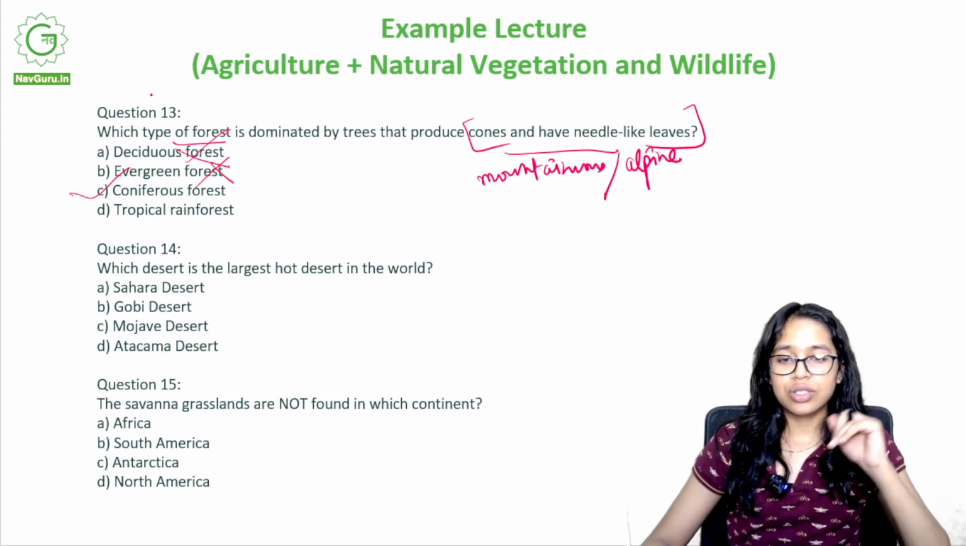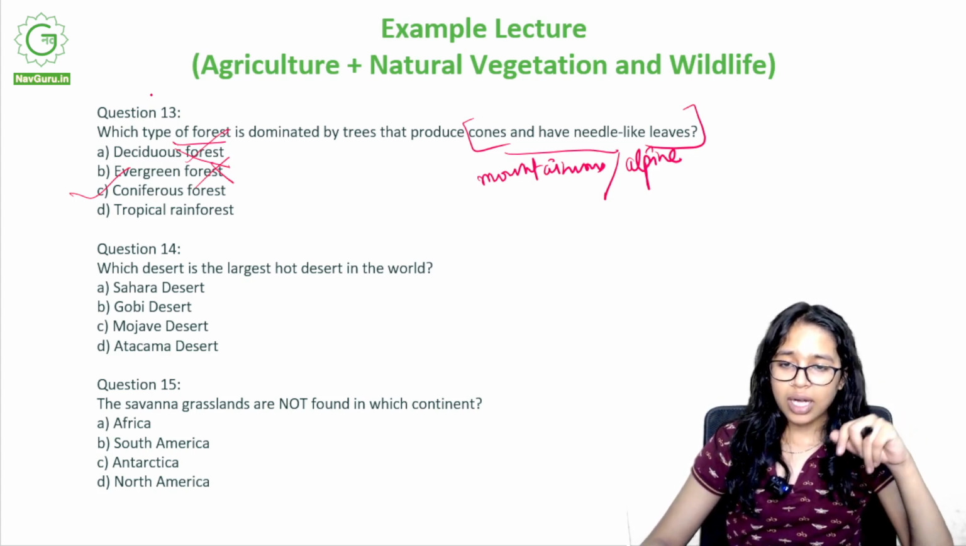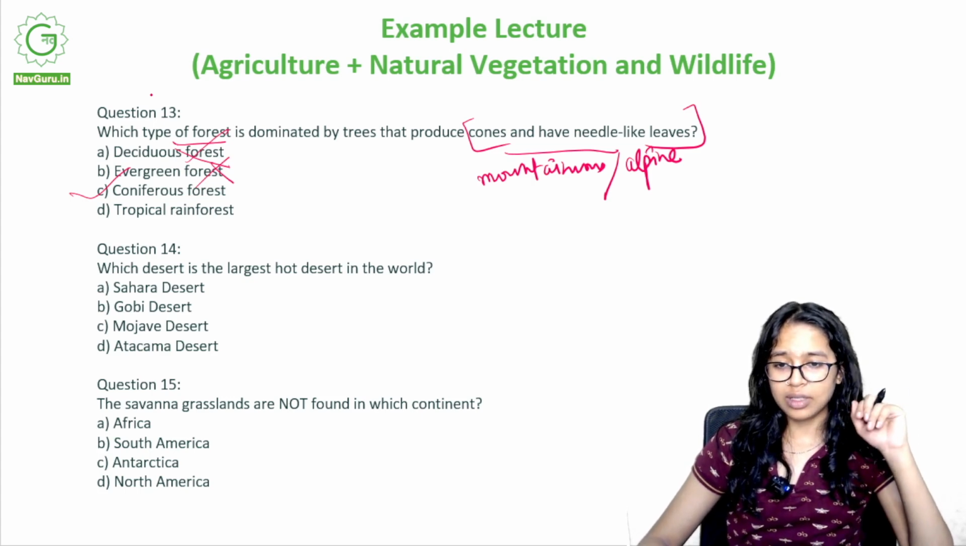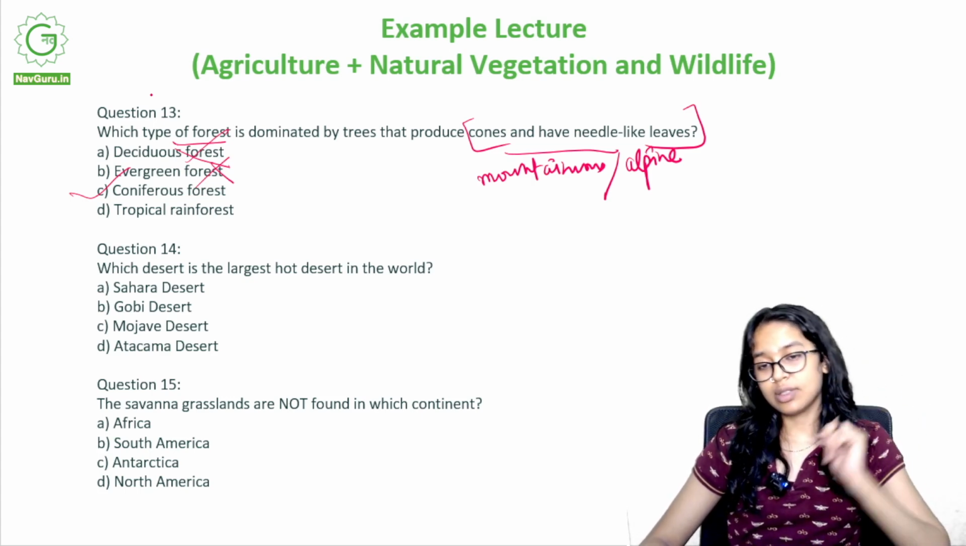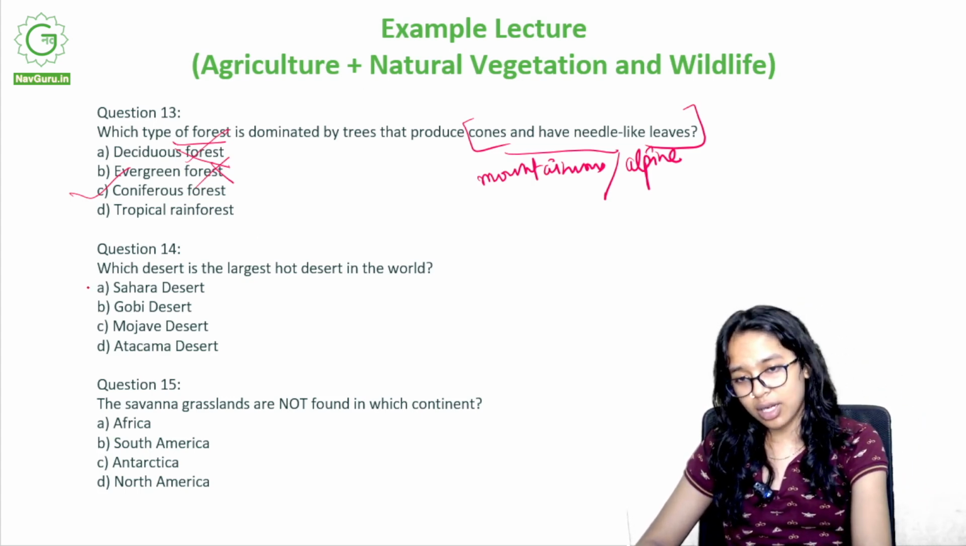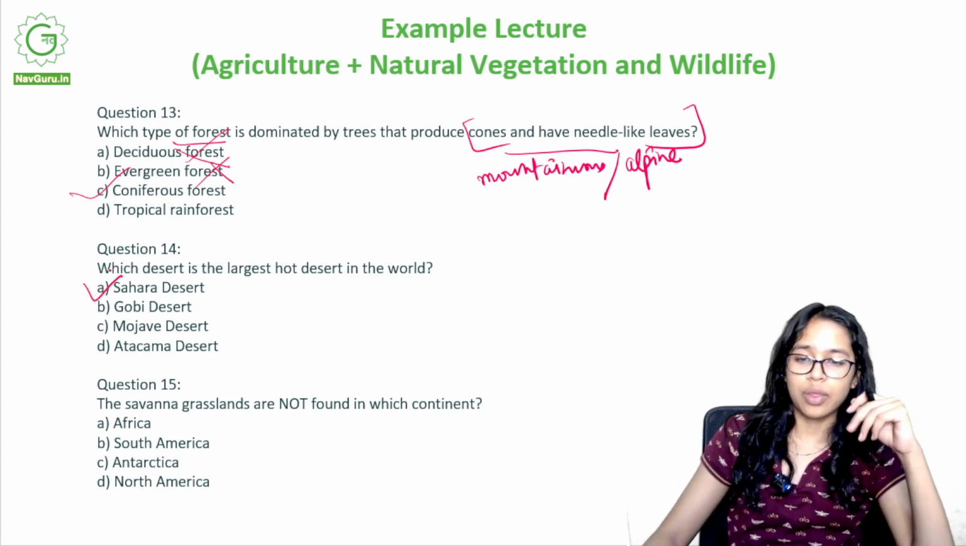Which desert is the largest hot desert in the world? Sahara Desert, Gobi Desert, Mojave Desert, Atacama Desert. So the right answer is A, Sahara Desert, which is the largest hot desert in the world.